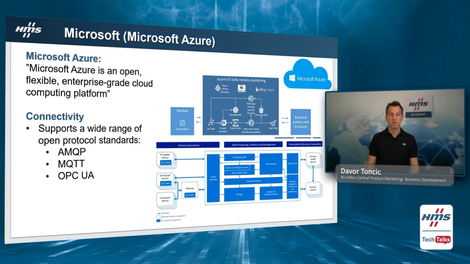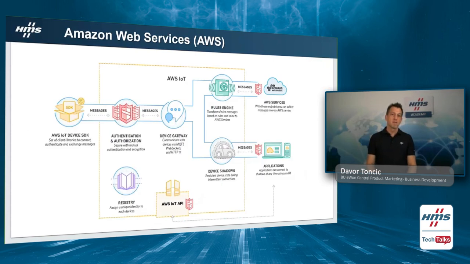AWS is pretty similar to Microsoft Azure as well. The big challenge here is that there are a lot of different types of services which are pretty much the same, but they are called differently. So the feature that you will find in Microsoft Azure, you will most likely find in Amazon as well. An example of this is something called a digital twin. It's called device shadow in AWS. Microsoft Azure and Amazon Web Services are maybe the two biggest ones on the market today.